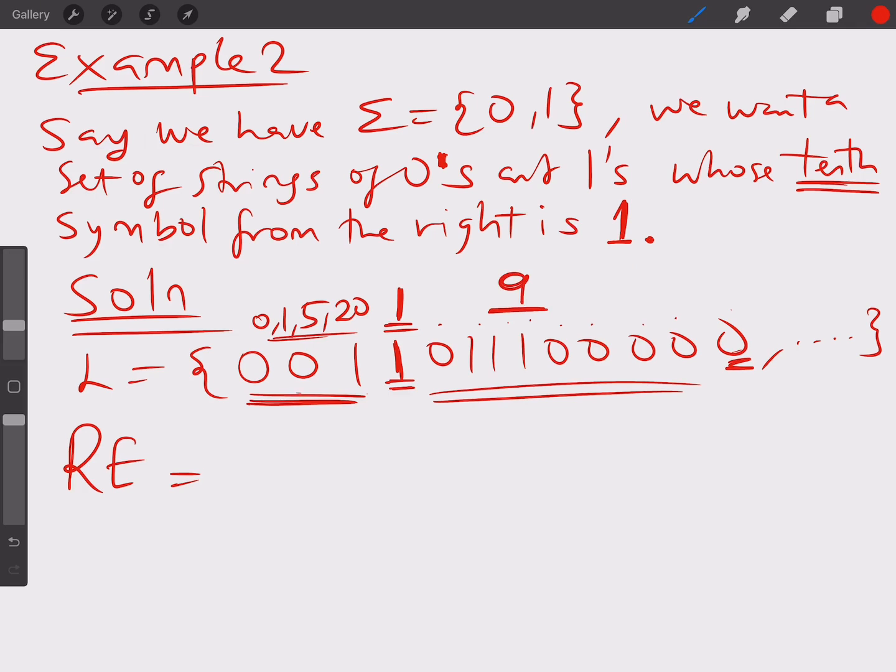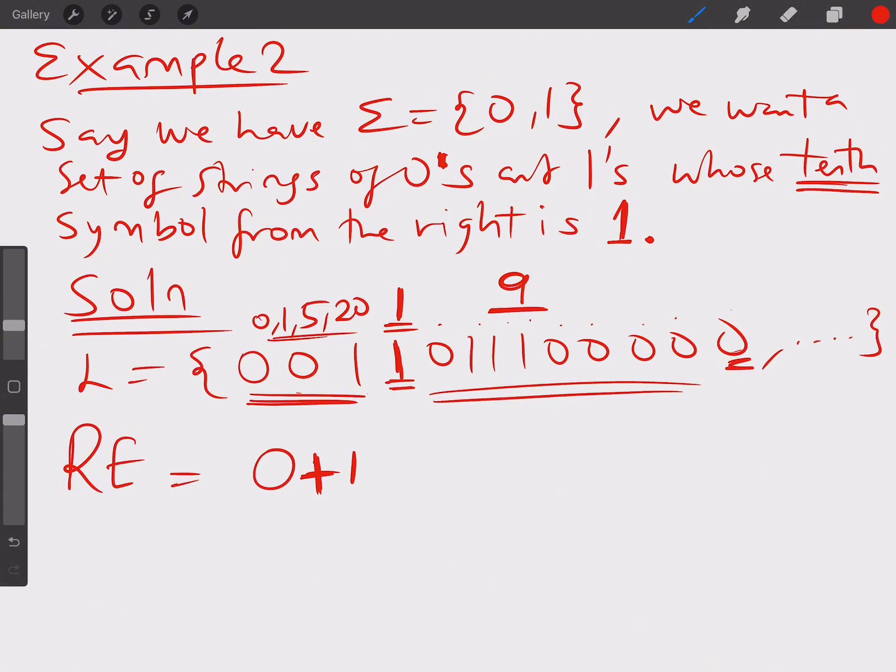So for that, it just tells me the symbols can be 0, it can be 1. So 0 or 1, remember, 0 or 1. The plus sign is the union, which means I could have this or that.